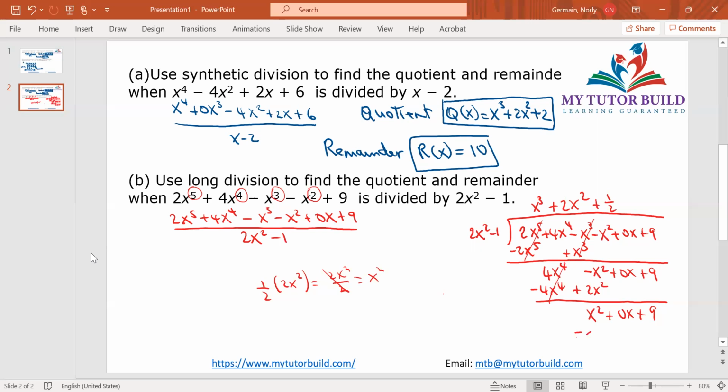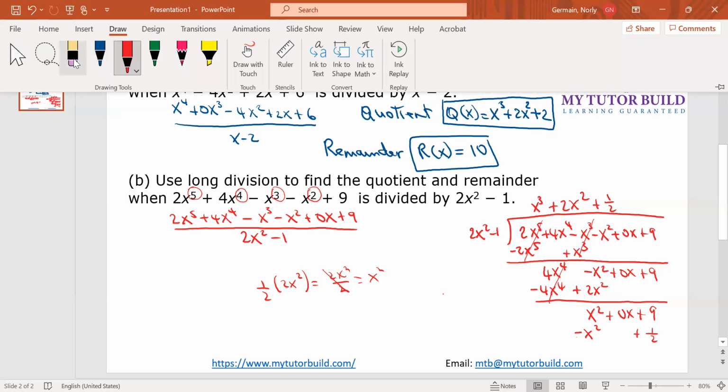Positive, when we write it down, becomes negative x squared. 1/2 times negative 1 gives us negative 1/2. When I write it down, it becomes positive 1/2. Okay, let's make this happen because we're going to have positive 1/2. Now what happened? Let me make enough space for this one. I'm going to erase this and show you.